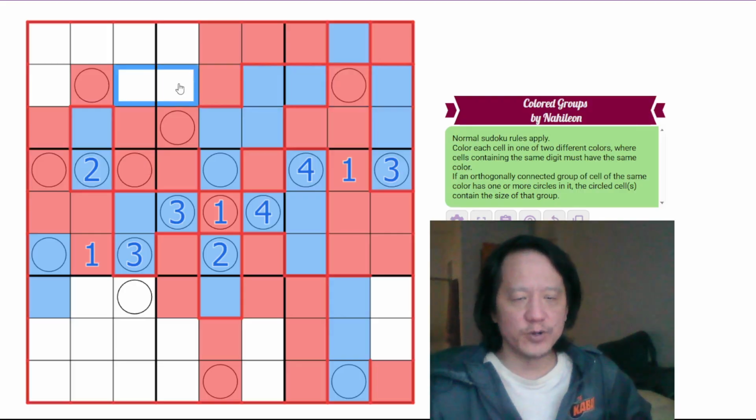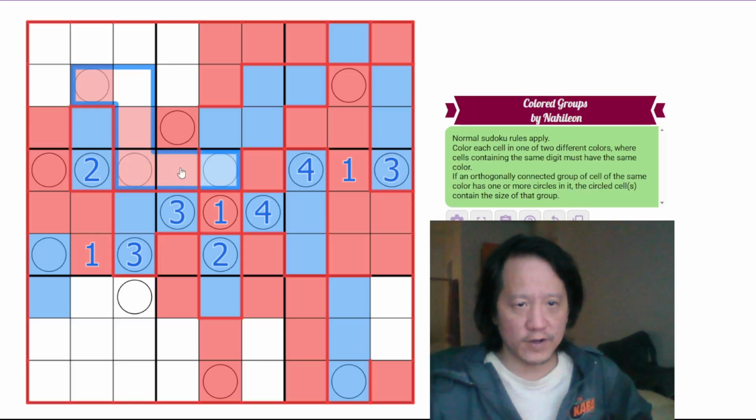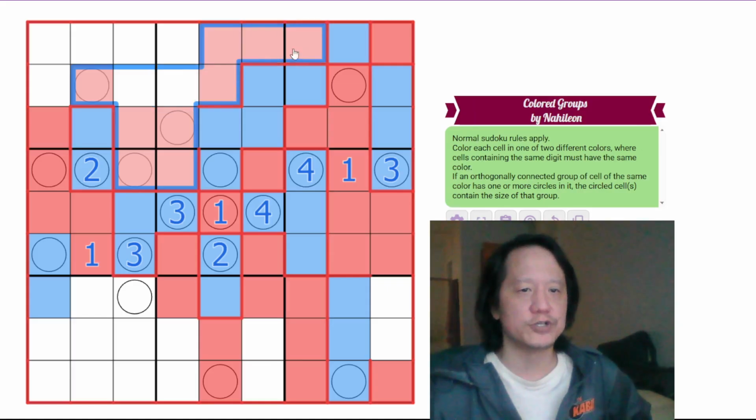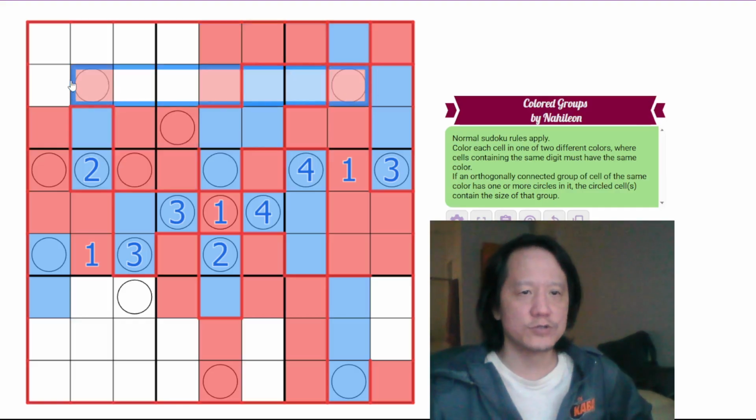You cannot have both of these red. If these are both red, then you have 1, 2, 3, 4, 5, 6, 7, 8, 9, 10, 11 in a region. So one of these is blue, which means we have 4 blues in row 2. This can't be blue then, so this is red.